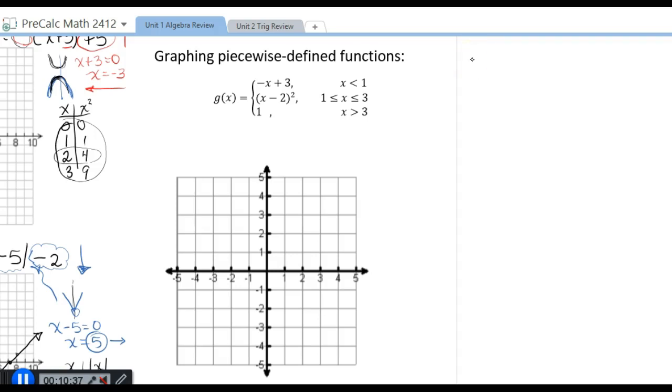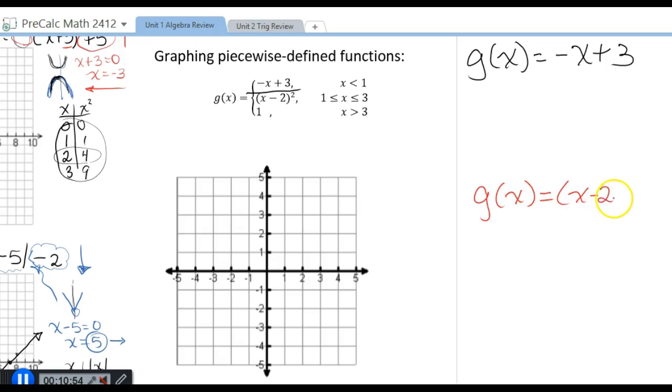If we look at this g of x, it actually has three parts that it's being defined. One of them is where g of x is equal to negative x plus 3. That's this top one. Another one is when g of x is equal to (x minus 2) squared. That's the second one. And the third one is where g of x is equal to 1.